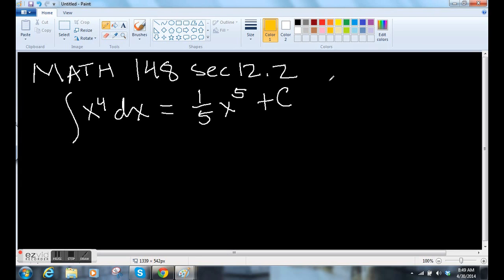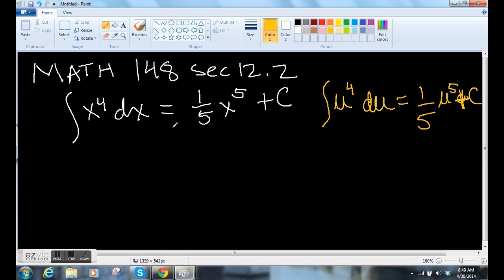Okay. You're saying, let's try this other one. What if we have the integral of u to the fourth du? What does that equal? 1, 2, 3. Do you have an answer? It is 1/5 times u to the fifth plus a constant.